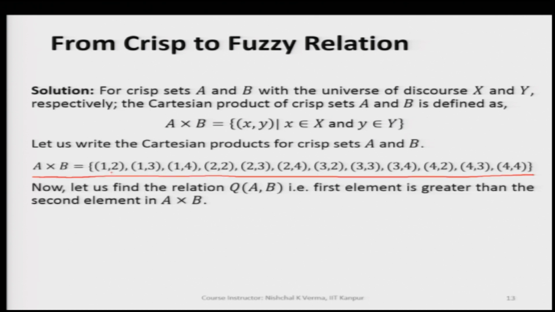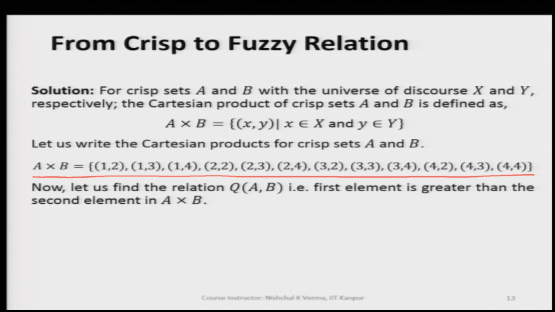like this. Here the first pair is 1 2, the second pair is 1 3, the third pair is 1 4, the fourth pair is 2 2, and like that we get the 12th pair as 4 4. So, this set contains all the ordered pairs which are possible out of the Cartesian product of A cross B.